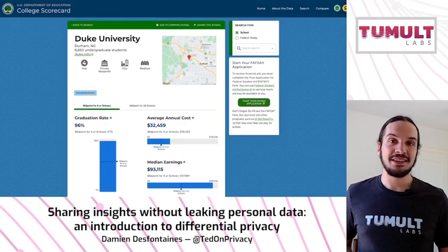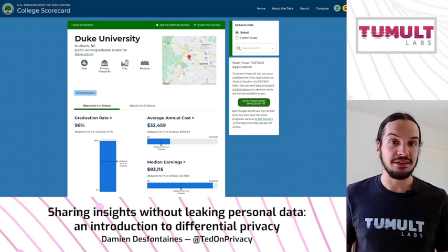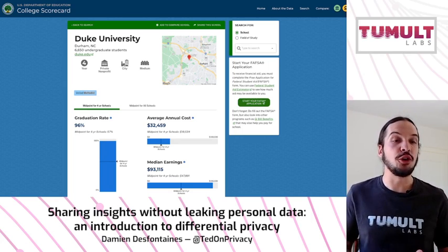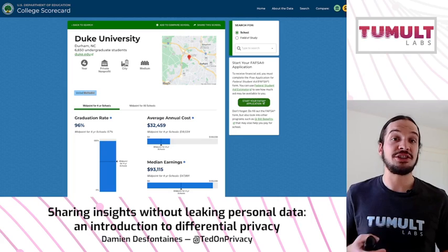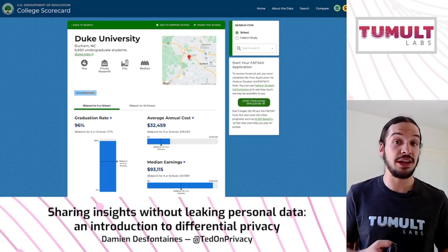At the end of the process, you're able to confidently publish data while sleeping well at night, because you know that you've protected it in a robust, principled way. Here, the data shared by the IRS to the Department of Education ended up on a public website called the College Scorecard.